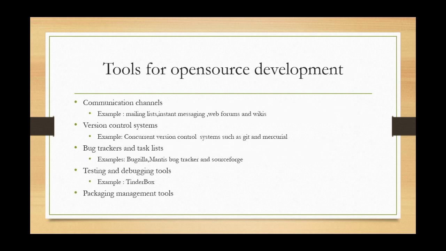But in open source software development, there are a number of tools that can be used to facilitate the development process. The first important tool is a communication channel. Developers and users of open source software projects normally require some electronic means of communication, simply because they are often not working in the same physical proximity. They can be distributed all over the world. So they need a communication channel which is an electronic means.